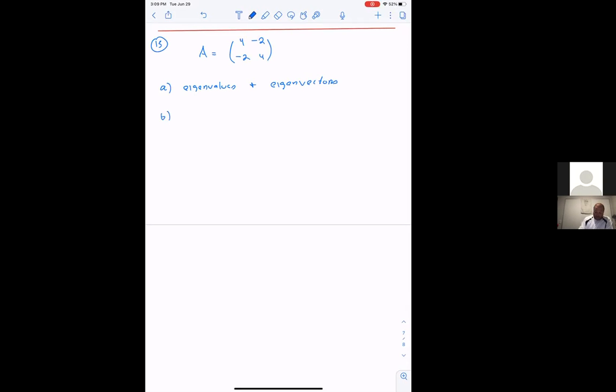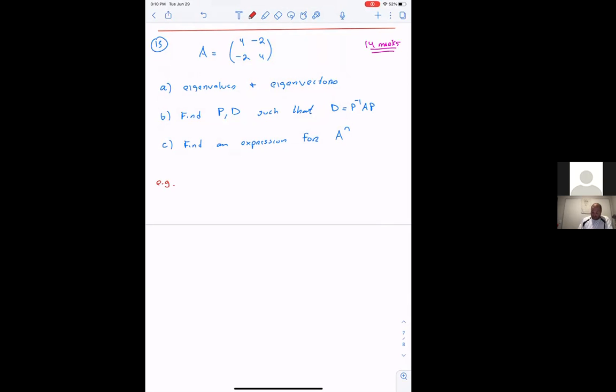B, find P and D such that D equals P inverse AP. And then C, find an expression for A to the n. And this is a total of 14 marks. So go ahead, pause it, try to solve it. Hopefully you had no problems.